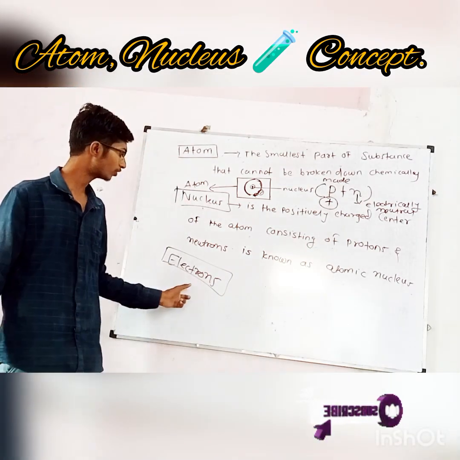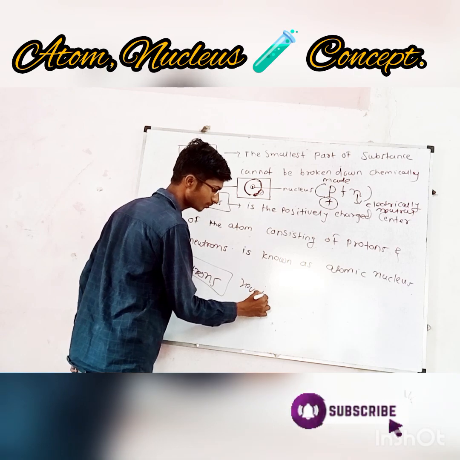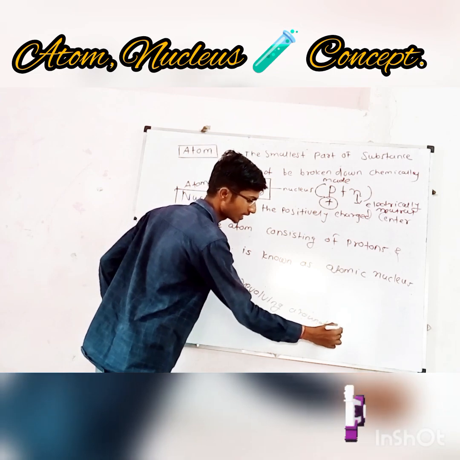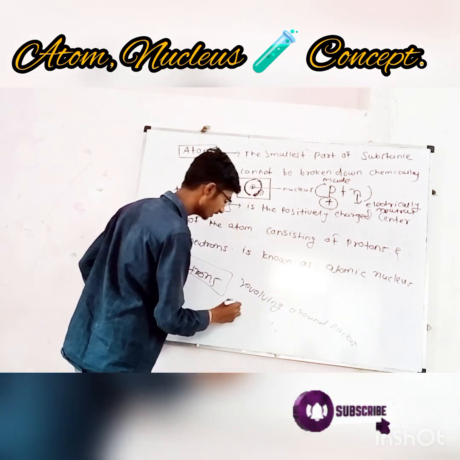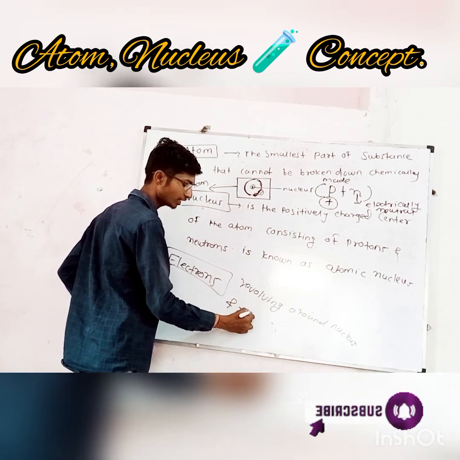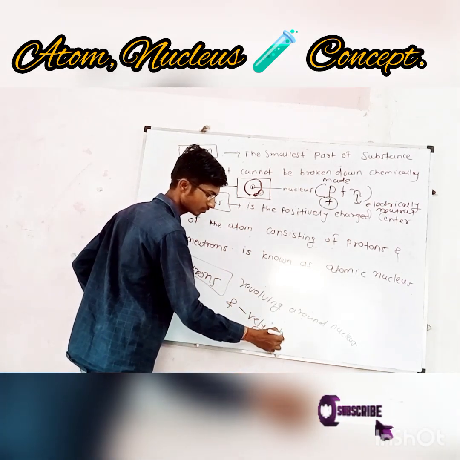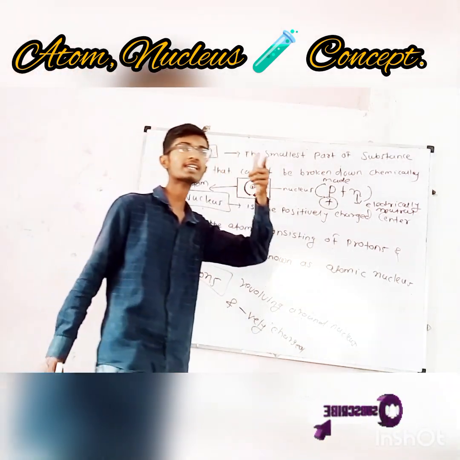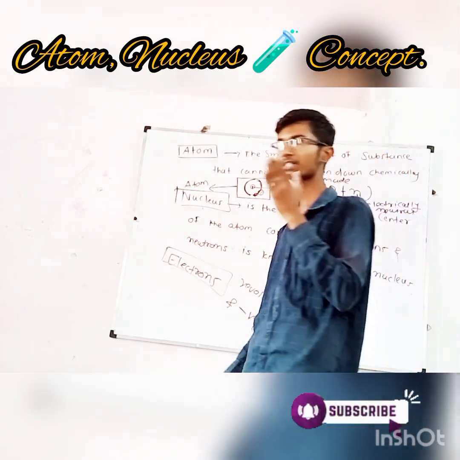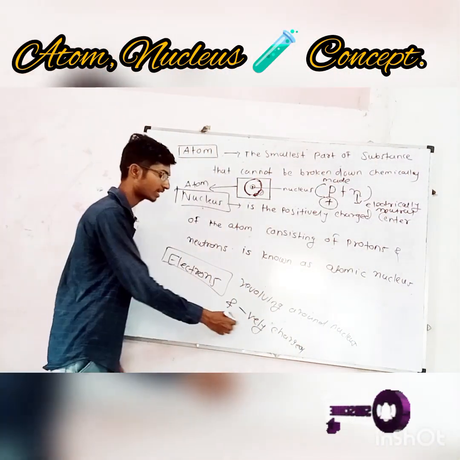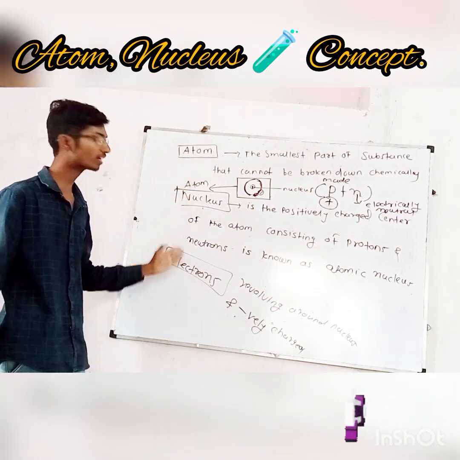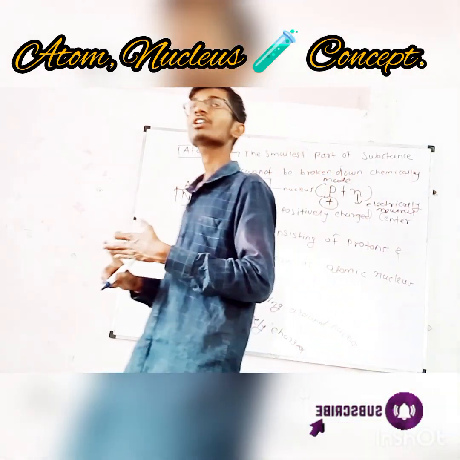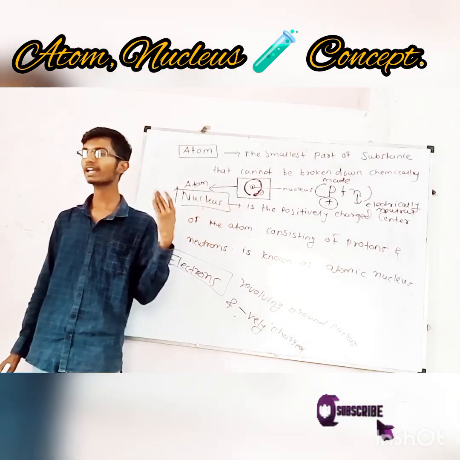Electrons are revolving around the nucleus. Which charge is present? Negatively charged. Protons, which charge is present? Positive. And electrons, which charge is present? Negative. Always remember these things. This is the small concept we have to study: protons, neutrons, and electrons. Is that concept clear? Do you understand, yes or no?